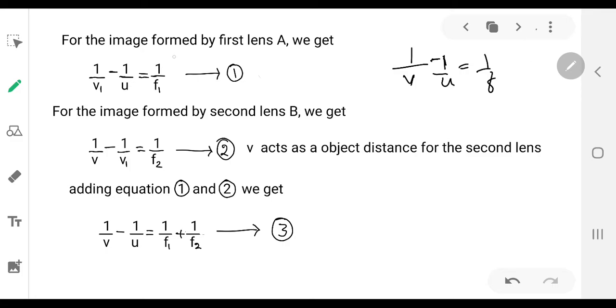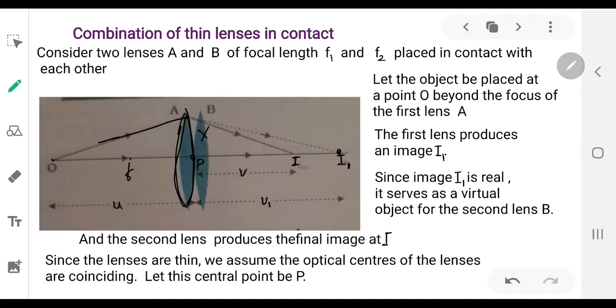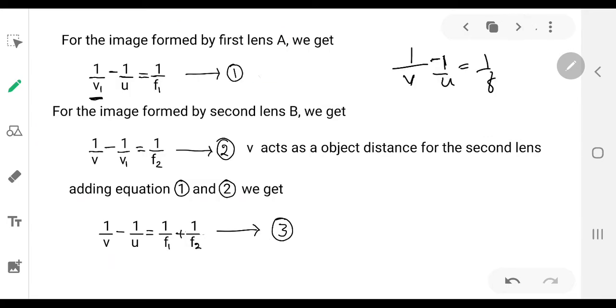So for the first lens, I1 is formed at a distance of v1 from the first lens. So 1/v1, the image distance, minus 1/u, the object distance, is equal to 1/f1. Let this be equation 1.